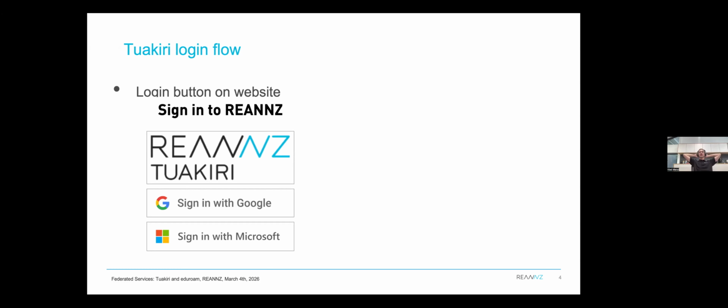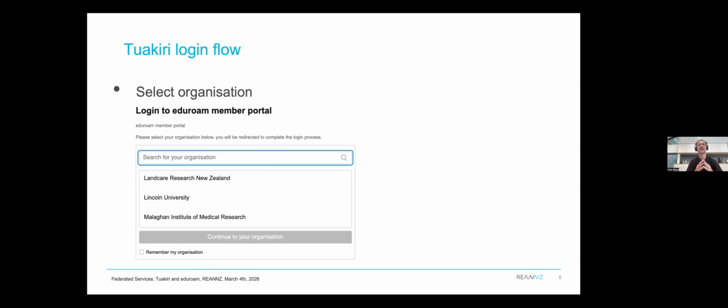But if you look at what it looks like on a website, there would be a button to trigger the login. It could be combined with other login flows. It could be just a single login button. It could say login via Tuakiri. But regardless of the form, it would take you to a page that makes you select your organization, either at the discovery service that we operate as part of Tuakiri or a custom one could be used.